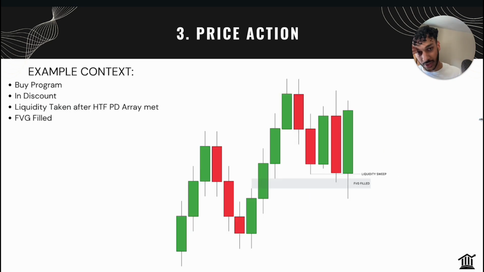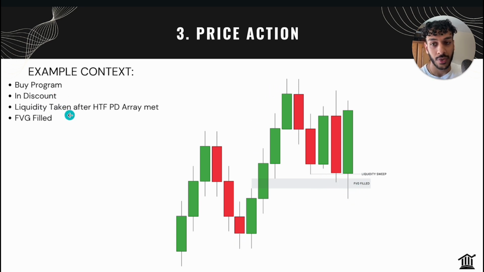So let's actually do an example. Okay, let's have a look at something. This is a trade that I'd take myself. This is a trade that I've taken many times, and this is how I'd personally structure these price action concepts all together. So here we have price in a buy program. We're making higher highs and higher lows. Price has from low to high come into a discount.